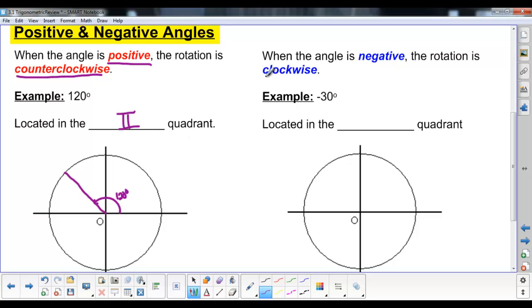Now, when we rotate clockwise, we talk about negative angles. So again, we start in standard position, but this time I'm going to rotate clockwise, 30 degrees. So I don't label this as negative 30. The angle is still 30 degrees. The negative just told me which direction to go in. So in this case, negative 30 is located in the fourth quadrant.